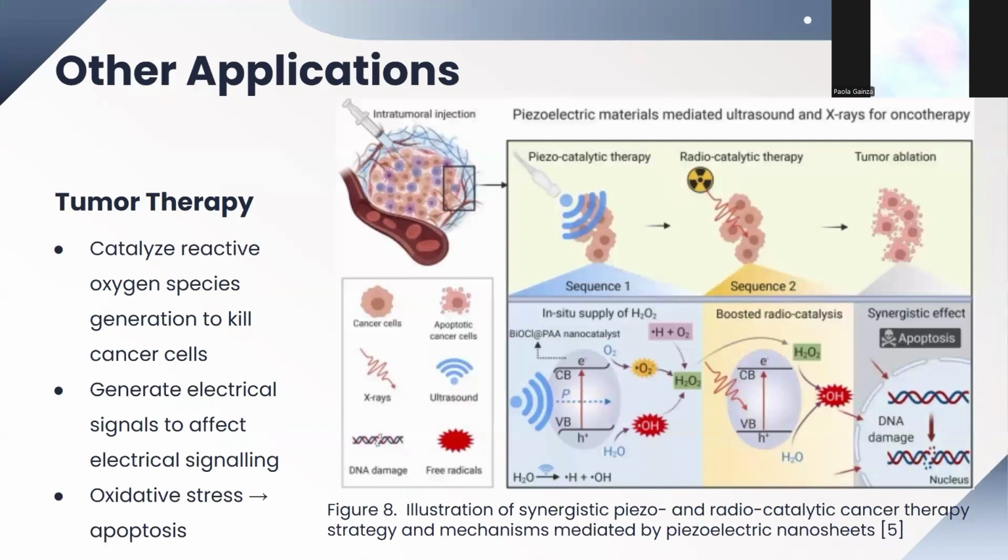Other applications of piezoelectric materials include tumor therapy. As shown in Figure 8, the procedure conforms with a two-step combined therapy where the materials generate electrical signals through the ultrasound and X-rays mechanically stressing them to kill the cancer cells. First, the nanocatalysts are injected into the tumor, and with ultrasound waves stimulating the material, electron-hole pairs are created, and this drives redox reactions. So this further causes oxidative stress, ending up damaging the cancerous cell.